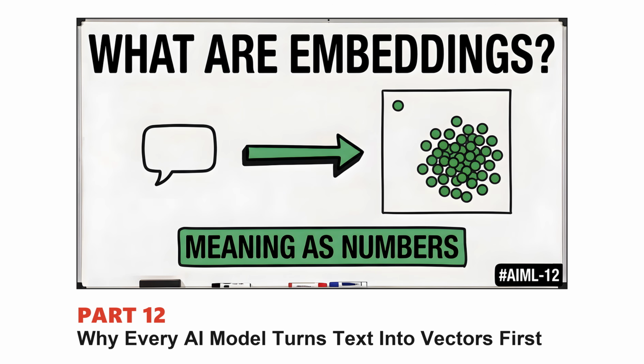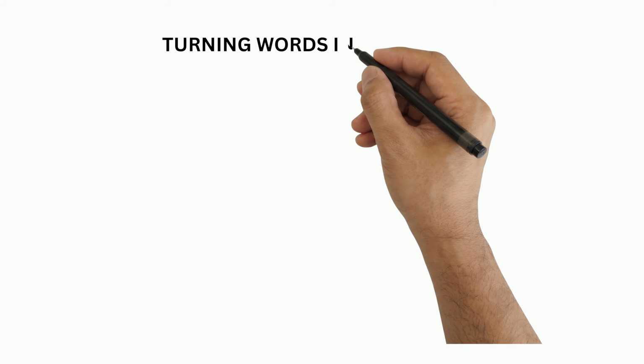Part 12. Why every AI model turns text into vectors first. Last video we ended on a question. How does a language model actually represent meaning internally?